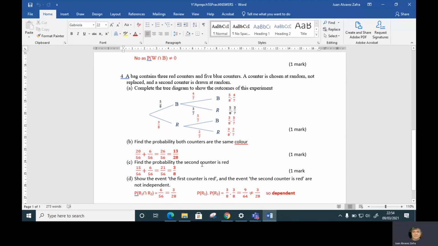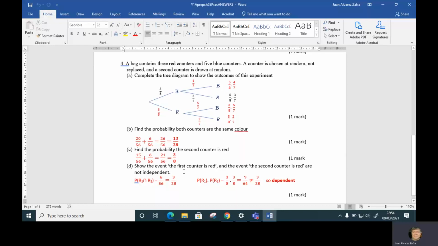Find the probability the second counter is red. Well, the second counter could be red with the first one being blue and the second one being red, which is 5/8 times 3/7, plus the first counter could be red and the second one red as well. So it's 3/8 times 2/7, which is 6/56. If we add those together, we get 21/56, which is 3/8.